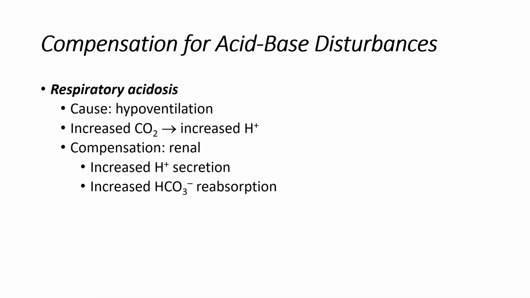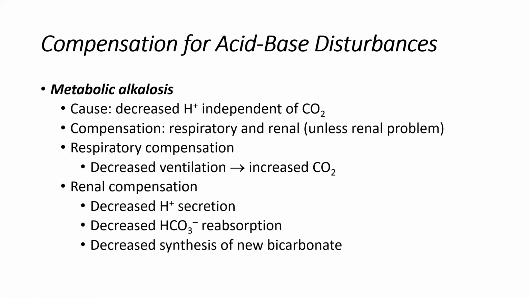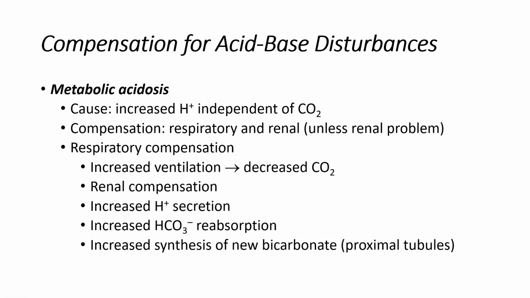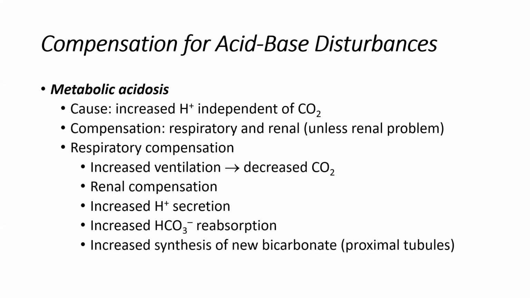So I want you to create a table with 4 rows, right? 1 for respiratory acidosis, 1 for respiratory alkalosis, metabolic acidosis, metabolic alkalosis coming down. And then across, I want you to create 3 columns. What's going to happen to ventilation? What's going to happen to hydrogen ion secretion? And what's going to happen to bicarbonate ion reabsorption? So you're going to create a table, the 4 disturbances going down, and then the 3 columns being ventilation, hydrogen ion secretion, and bicarb reabsorption, and kind of predict how the body would compensate for each of these disturbances.